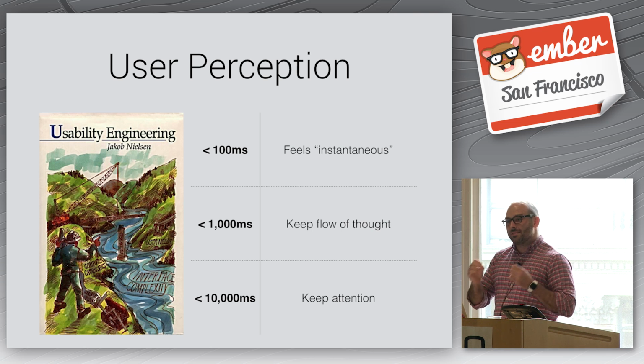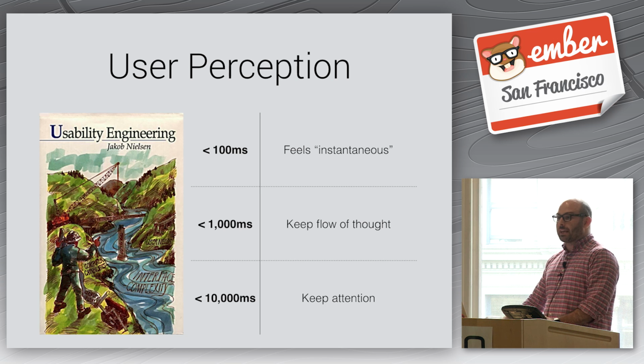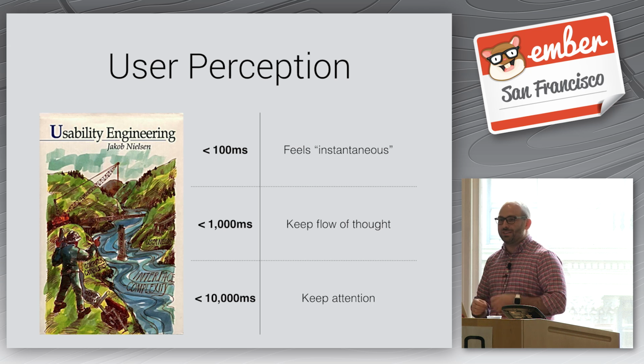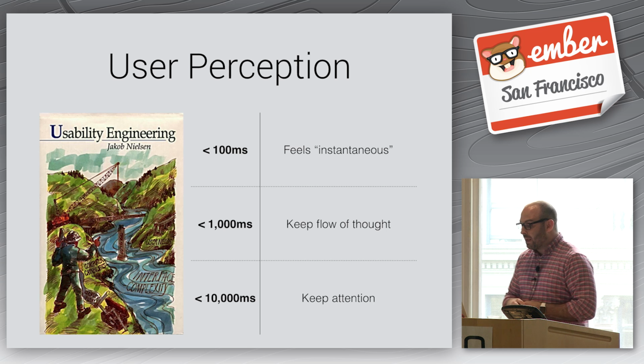Going beyond that, the wait is not only noticed, but it starts to become confusing. And above 1 second, it's advisable that you start using loading spinners and trying to give the user some feedback that a long-running task is happening. When you get up to 10 seconds, you risk losing the attention span of your user.